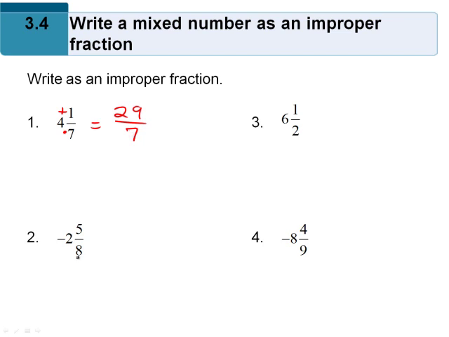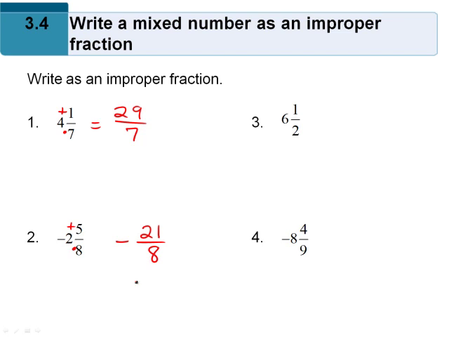It's -2 5/8. Ignore the negative sign for now. When you're changing from a mixed number to an improper fraction, you ignore the negative sign and you just stick it on your final answer. So we're going to multiply 8 times 2 is 16, plus 5 would be 21/8, and then you go back and put the negative sign there. So don't worry about the negative sign until you've got your final answer.